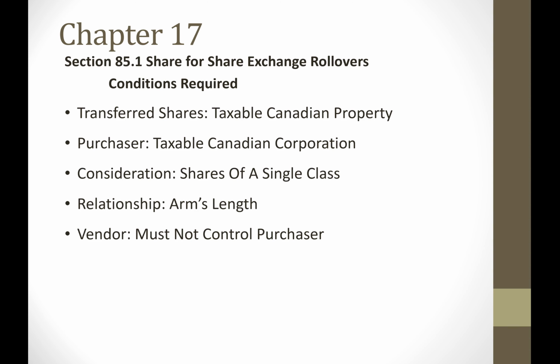Now, there cannot be a Section 85 election filed in conjunction with an 85.1. If you remember back in Chapter 16, that's where we covered the Section 85 rollover. So you cannot use a Section 85 in conjunction with an 85.1. And once again, there's no gain and no loss recognized. Everything is done on a tax-free basis.